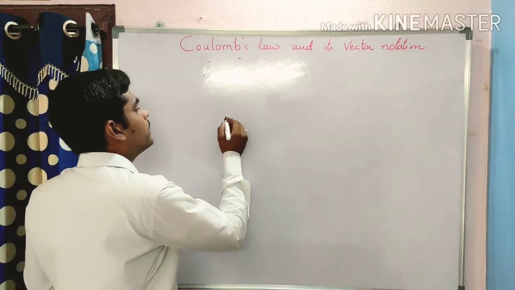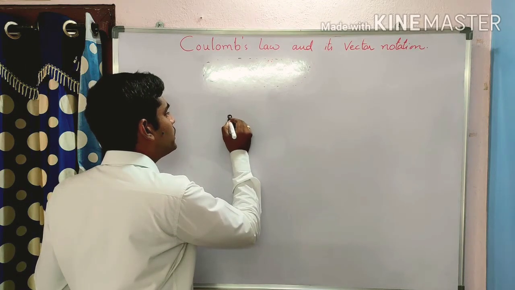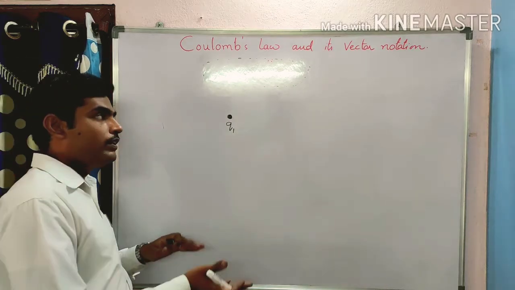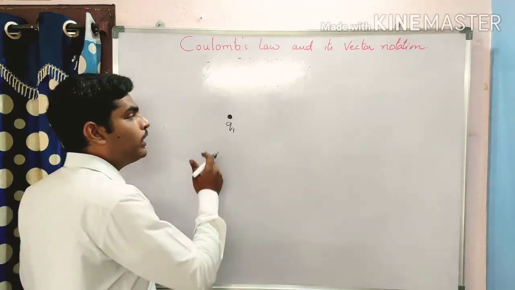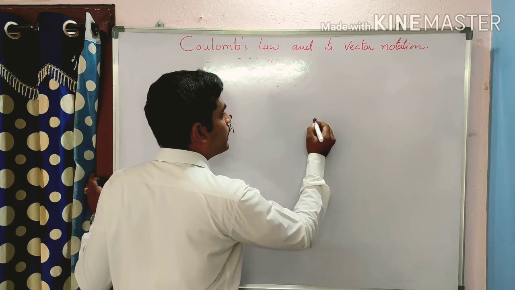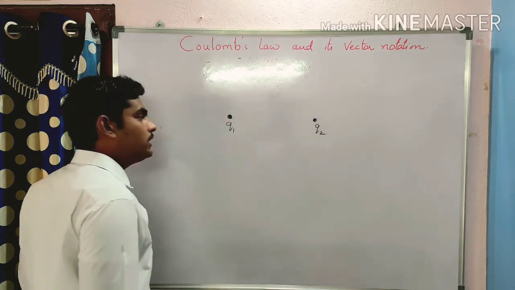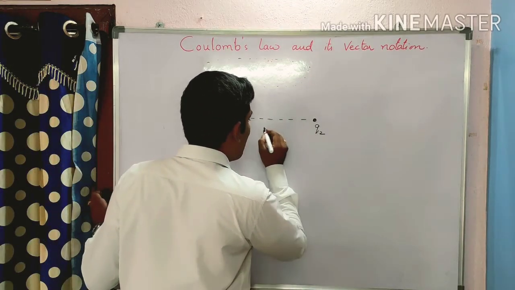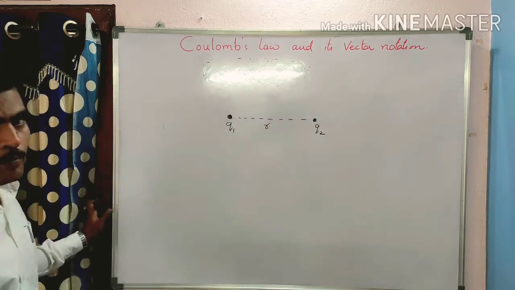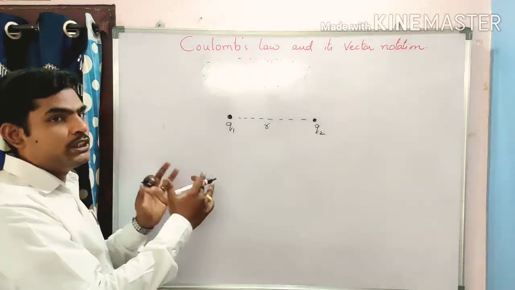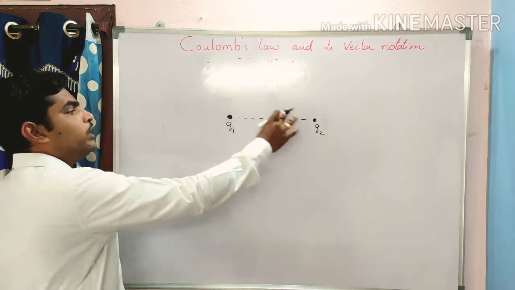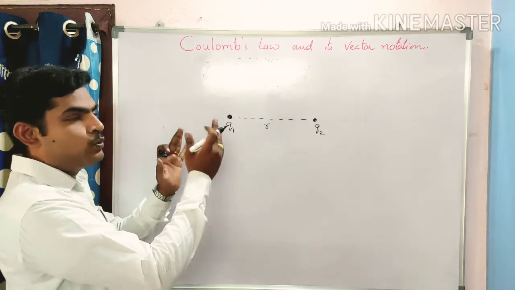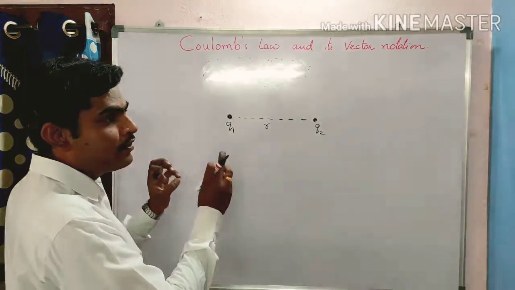Here, let us suppose one charge is Q1. In our previous video we discussed that charge is denoted by Q. Q1 is a charge and Q2 is another charge, separated by a distance r. Then there is a force of attraction or repulsion between these two. If Q1 and Q2 are like charges, they repel. If they are unlike charges, they attract.